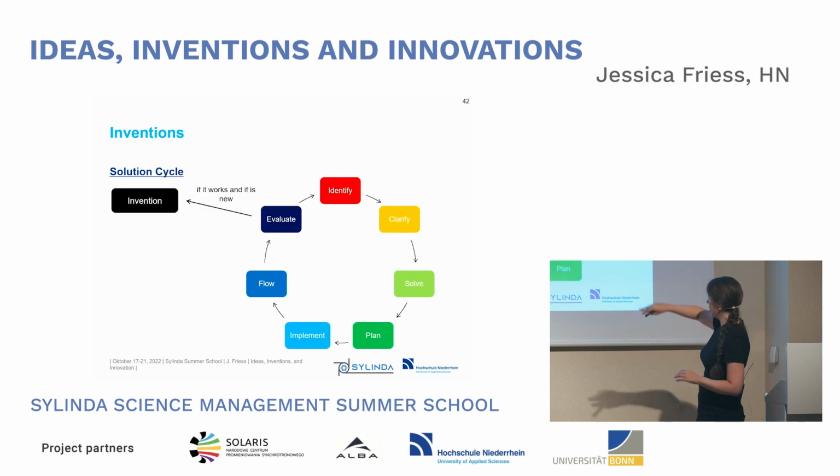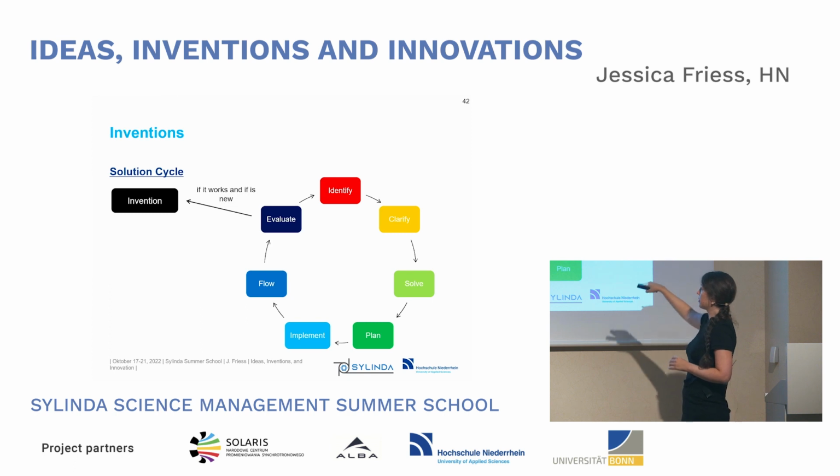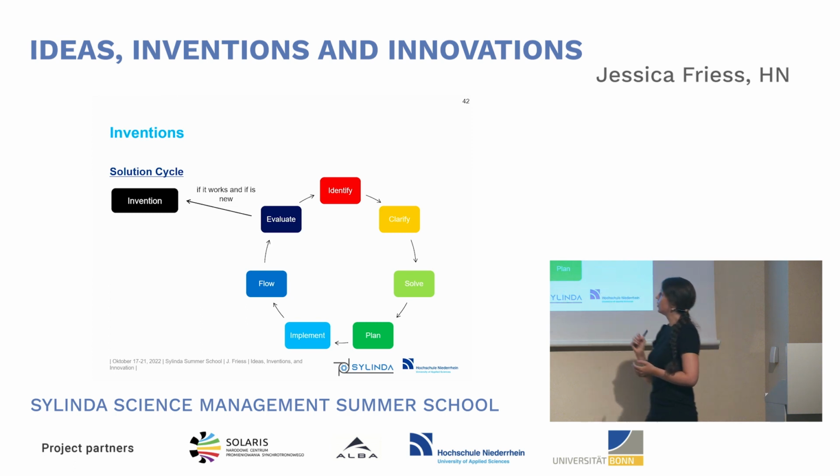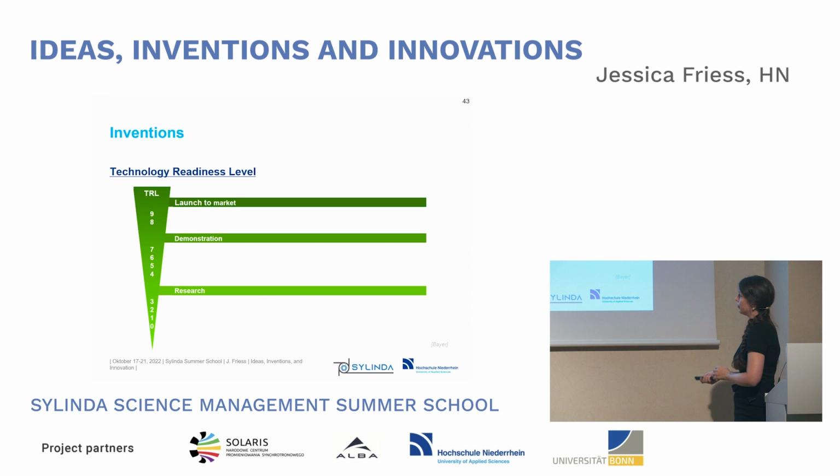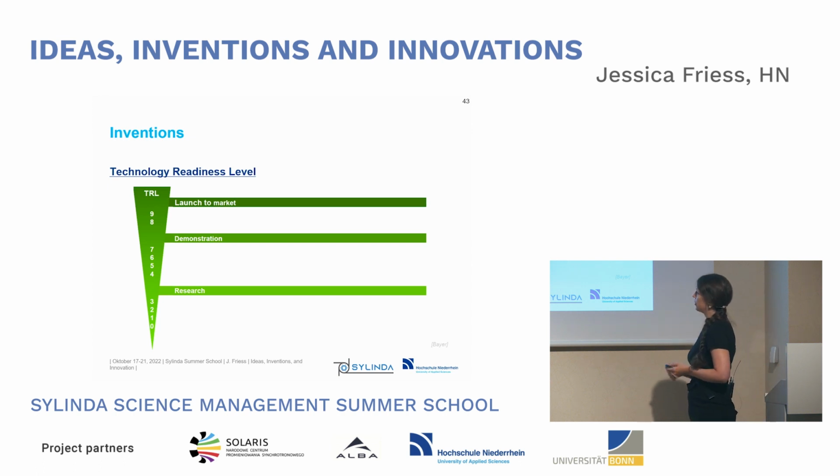So if we run through this cycle and evaluate our solution, and if it works and if it's new, then we have an invention. Then we made an idea in our head, we built something, a prototype, and we showed that it's working, and then we have an invention. And if we have inventions, we can categorize them by the technology readiness level. Do you know this scale?